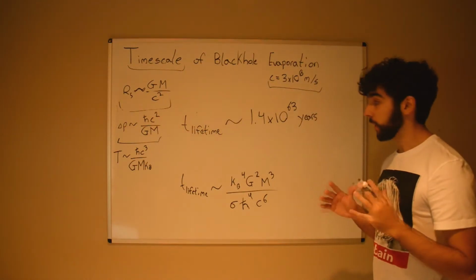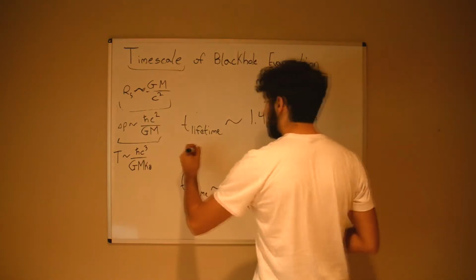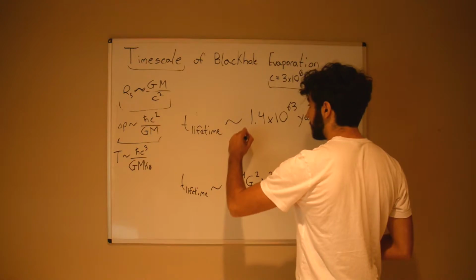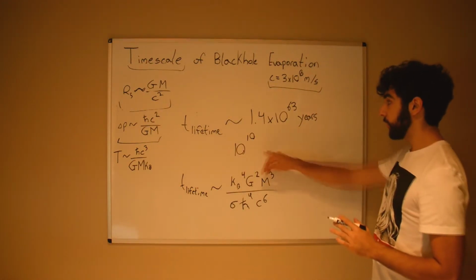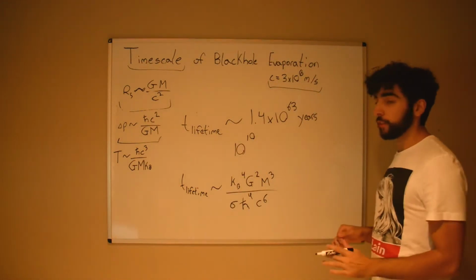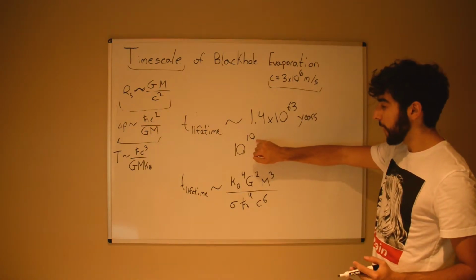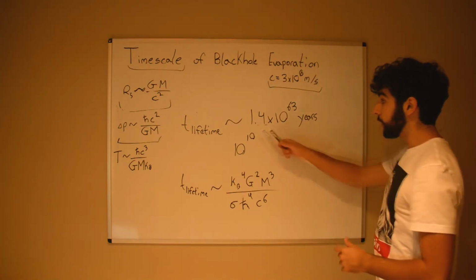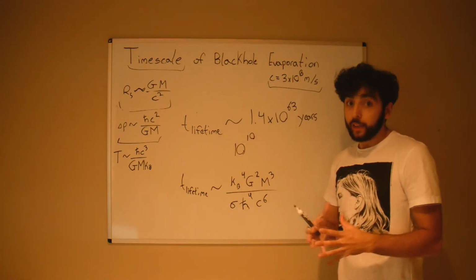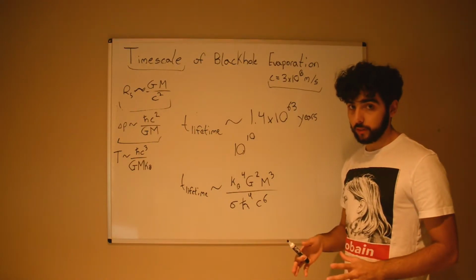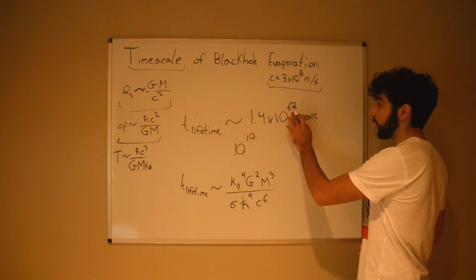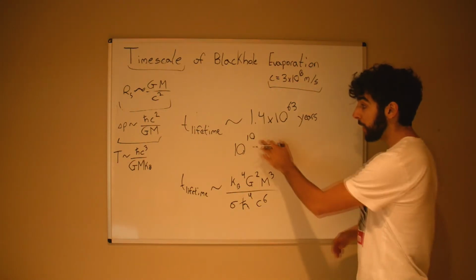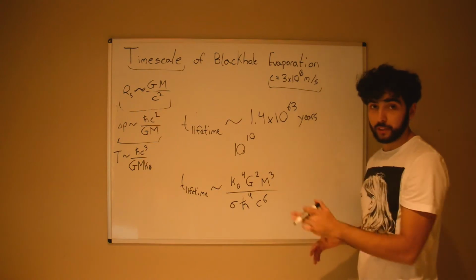Now that's an astounding number because, for reference, the age of the universe is on the order of 10 to the power of 10 years. So 10 to the power of 63 is absurd. I mean, this universe has existed for over 10 billion years, and a black hole the mass of the sun, not the size, the mass of the sun, will exist for 53 orders of magnitude longer. Now I'll remind you, this is logarithmic. This is not multiplicative.